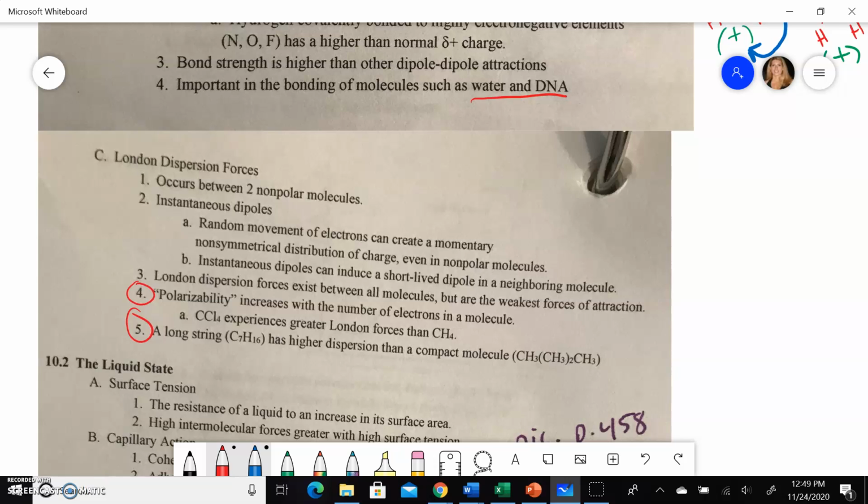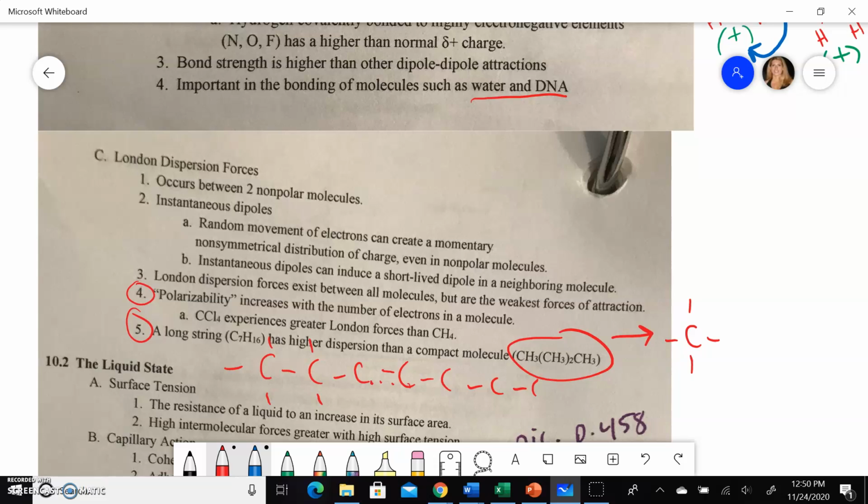And then the other one is the long string. So C7H16 is a way to write, if you just had 7 carbons and then you have hydrogens all around the carbons as well. So this is going to be a long chain of 7 carbons, whereas this one, and I know you guys don't know how to draw these organic compounds, but you will at some point.